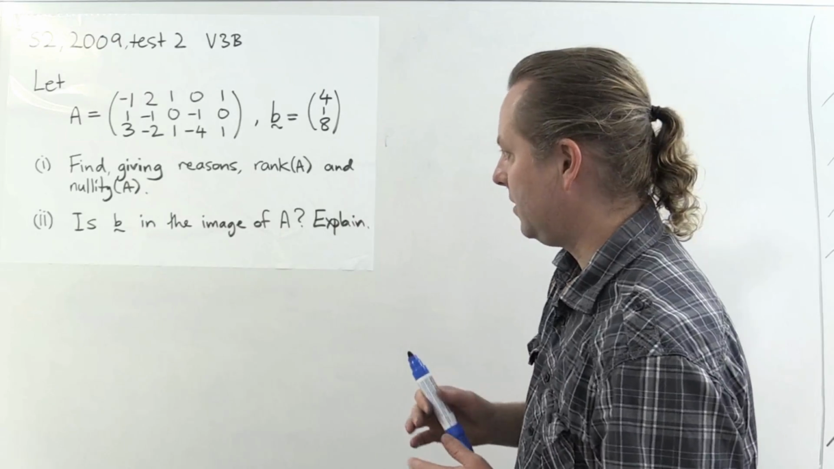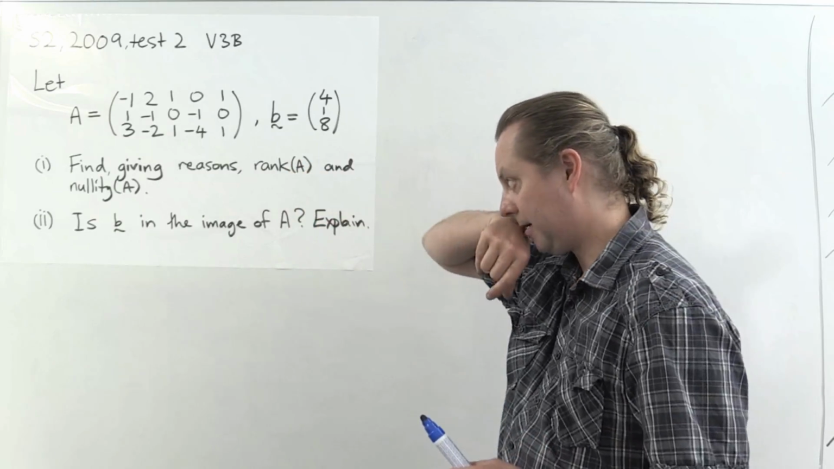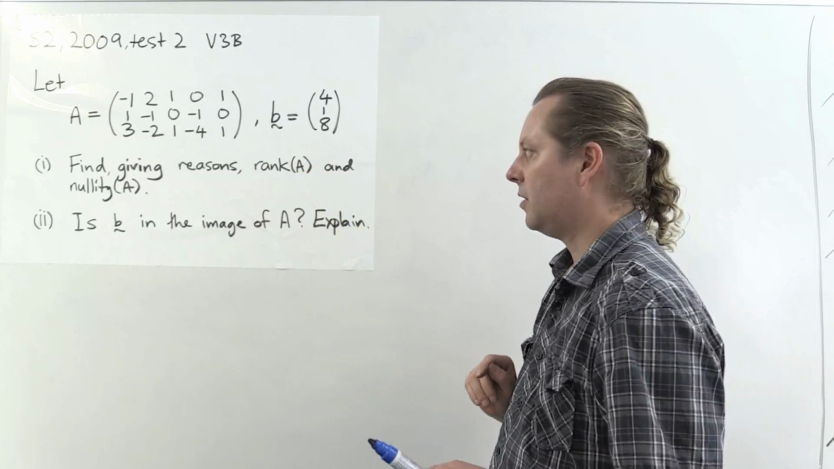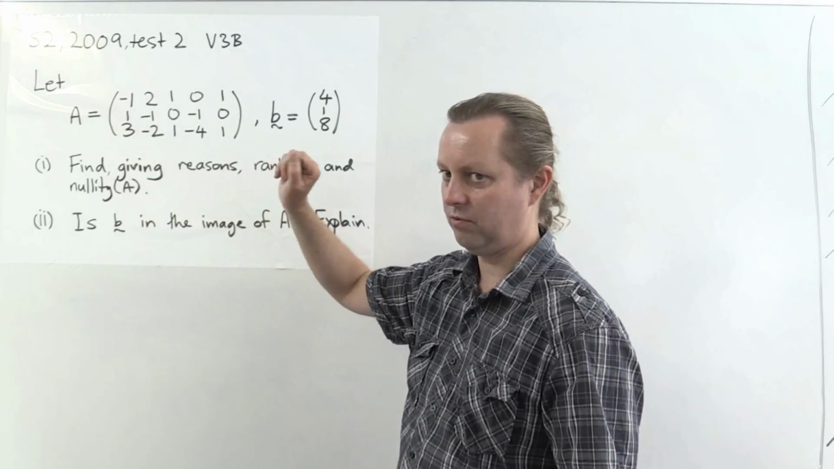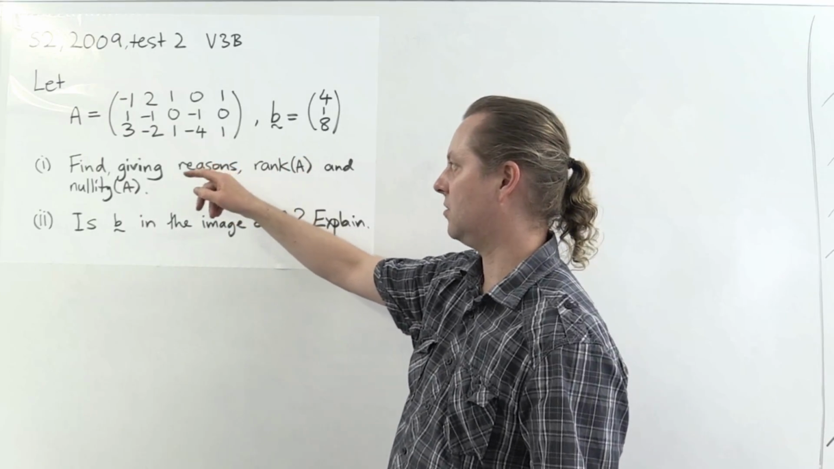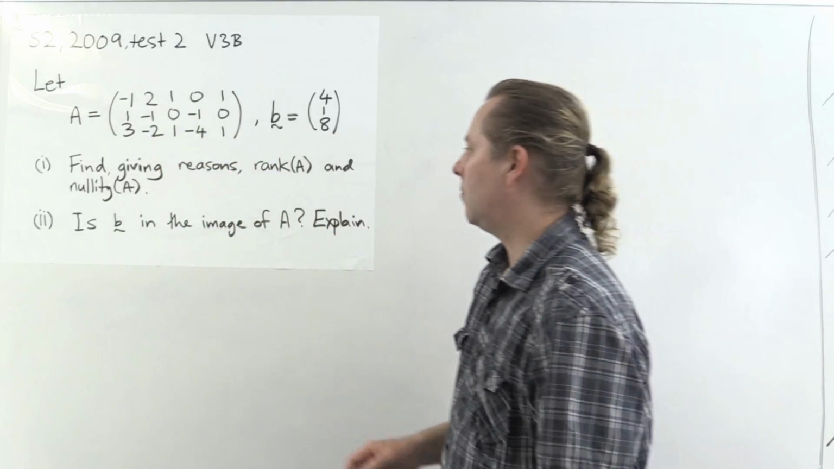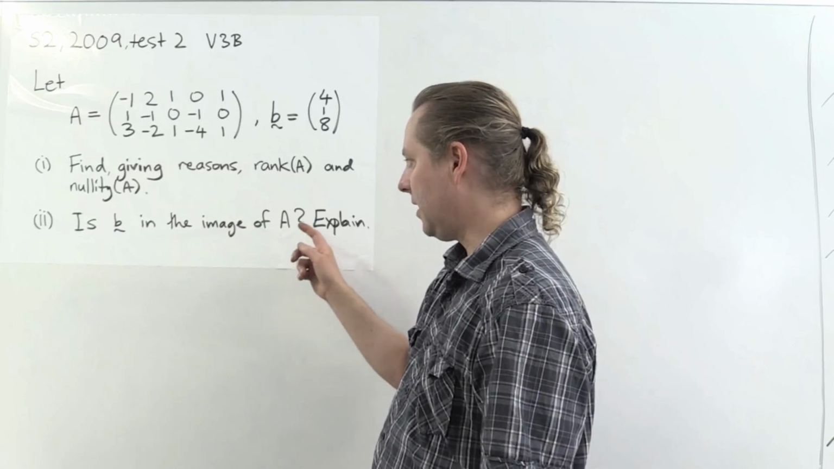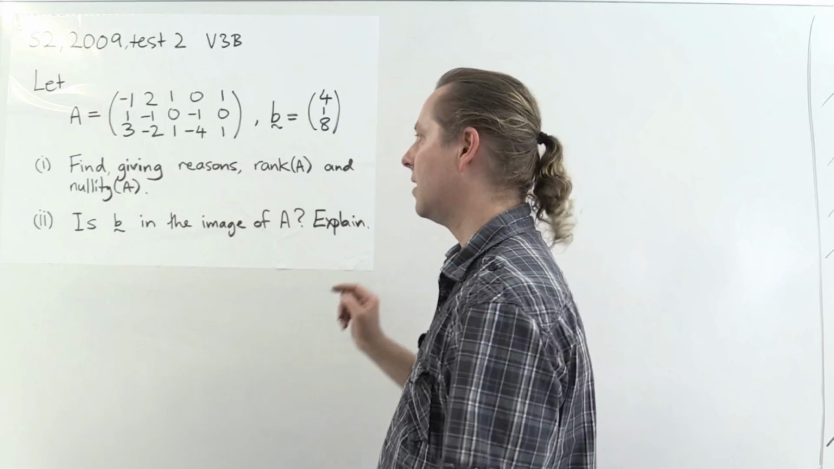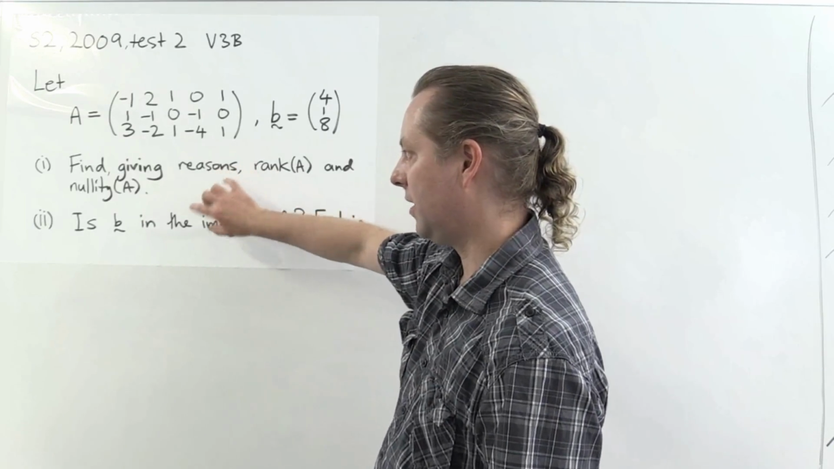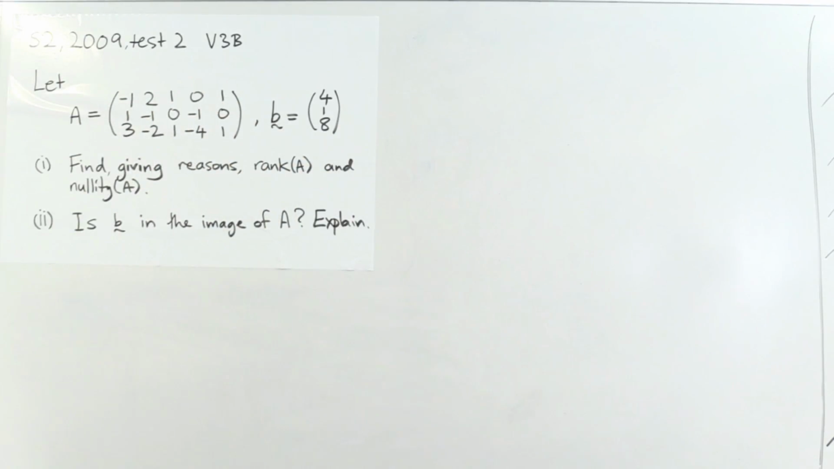Often there are links between these different parts, so it might pay to think ahead about how you do the whole question. In this case we're interested in the nullity of A, which is the dimension of the kernel. The kernel is the set of solutions to the equation A times x equals 0. We're asked is B in the image of A. That's like saying, is it possible to find a vector x such that A times x equals B? You can see there's quite a strong link between the types of things we're going to be calculating here.